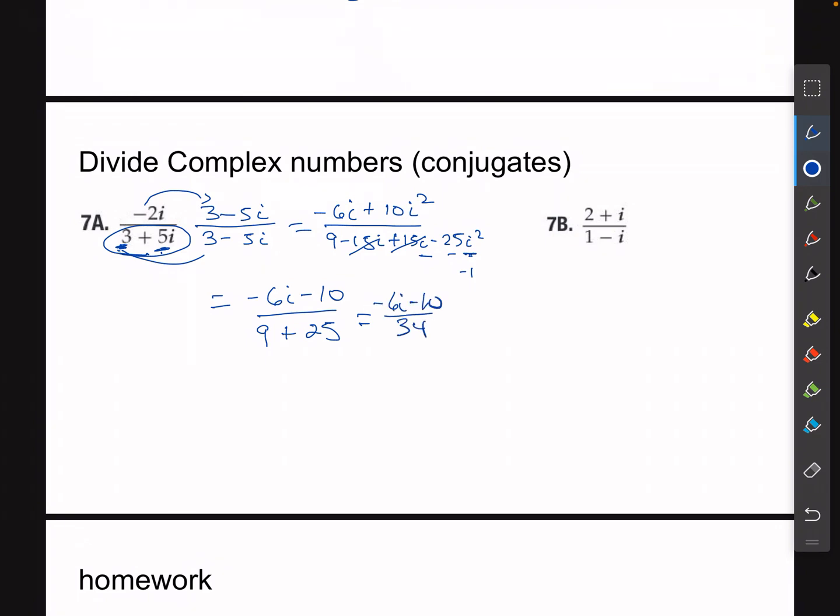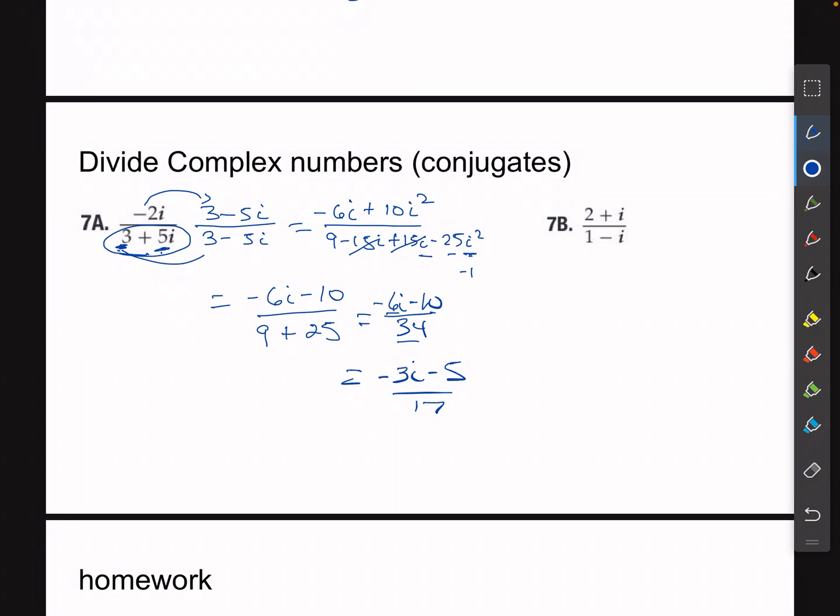Negative 6i minus 10. The reason I was looking is because I know that the final answer is in 17ths, but now that makes sense because this can all be divided by 2. So if I divide everything by 2 here, I get negative 3i minus 5 over 17. Everything is divided by 2, so I can do that, right? If 2 didn't go into all 3 pieces, then I couldn't do that.